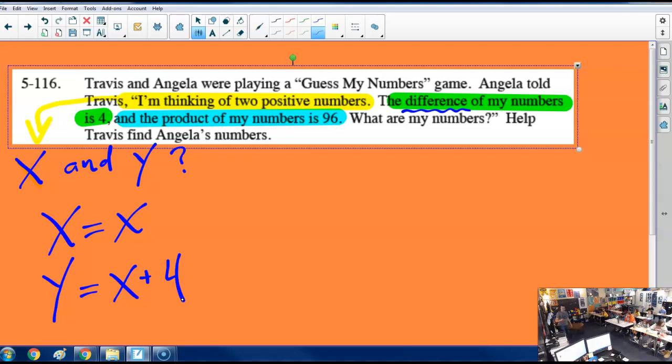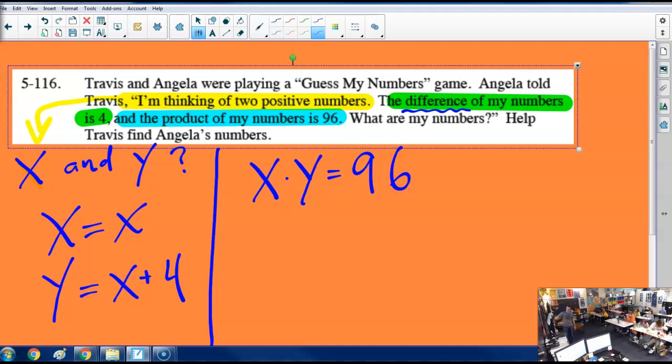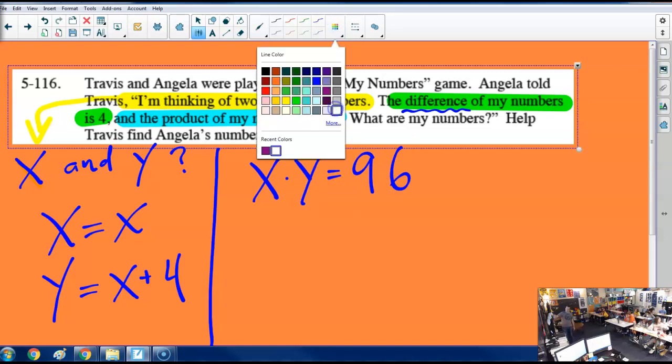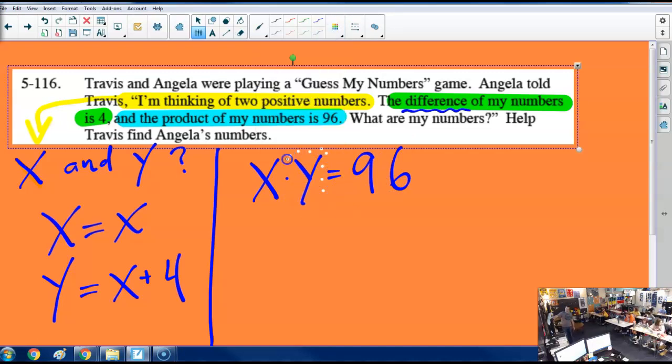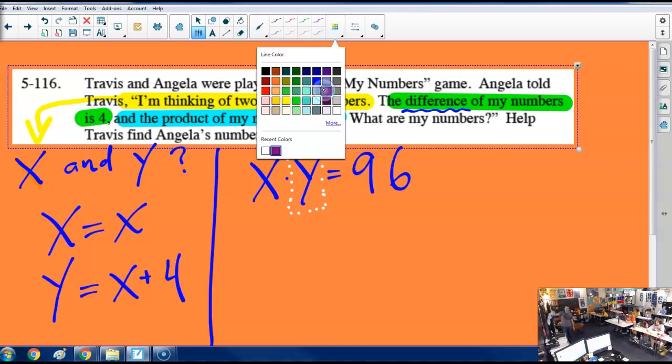The other thing they tell us, product, I guess I should have written this in blue. The product of x and y is 96. But remember, we know what y actually is. It's 4 more than x. So if you 5D process this, and I'm going to write out a really small 5D process over here, dive in, try to solve this on your own. Do not wait for me.